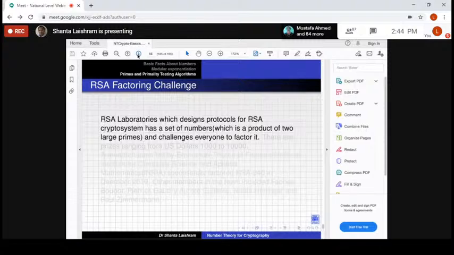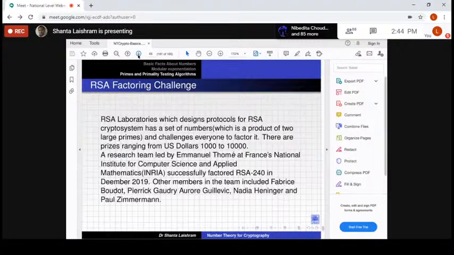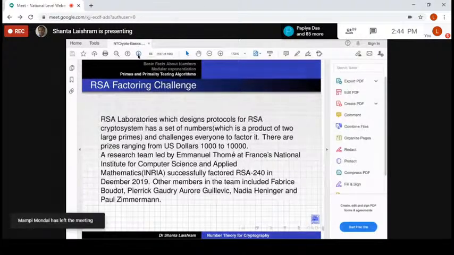So I'll tell you the story about the RSA factoring challenge. RSA Laboratories, which designs protocols for the RSA crypto system, has a set of numbers which are each a product of two large primes. If you type RSA factoring challenge into Google, you can see more details about it. The RSA company is now taken over by EMC Corporation, and they still run this RSA factoring challenge. In this, they give a list of numbers which they generate through some algorithm and ask you to factor.